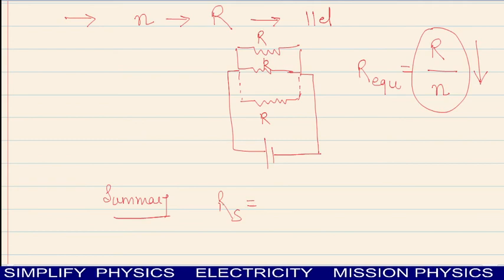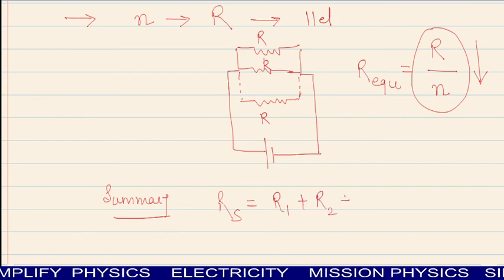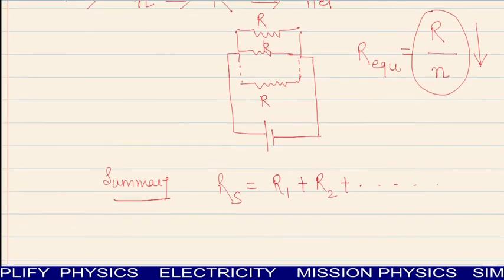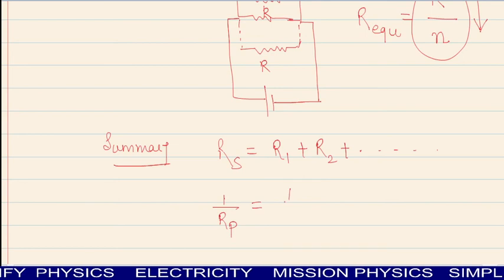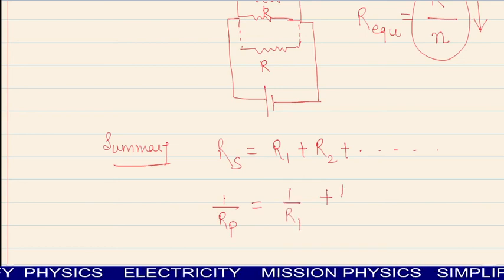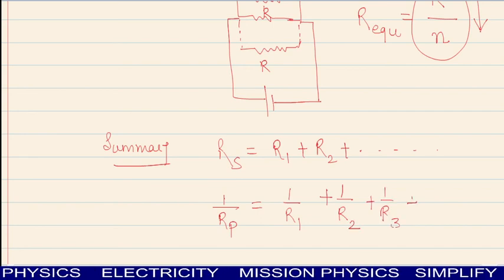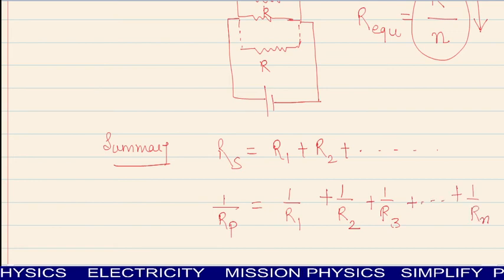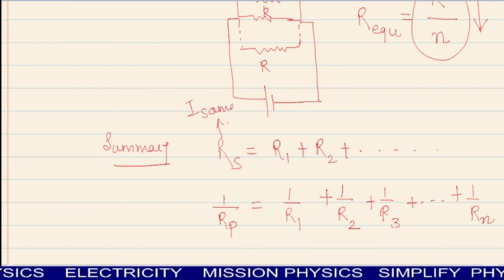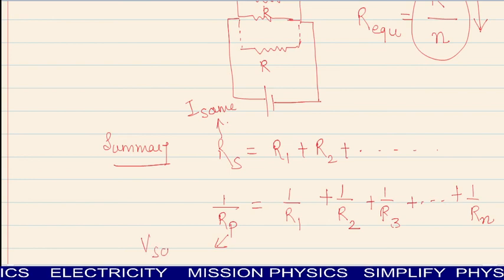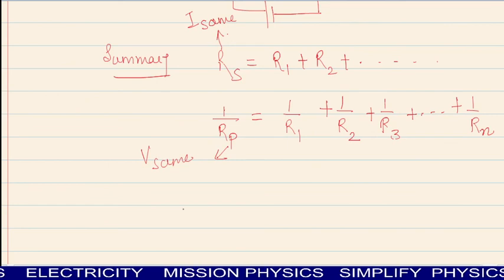So in the summary, we will be getting Rs equal to, that is the equivalent resistance in series combination is R1 plus R2, आप डायरेक्टली ऐड कर देंगे, बट पैरेलल कॉम्बिनेशन में 1 अपॉन Rp इक्वल टू 1 अपॉन R1 एन रेजिस्टर्स के लिए, प्लस 1 अपॉन R2 प्लस 1 अपॉन R3 एंड सो ऑन, प्लस 1 अपॉन Rn. सीरीज कॉम्बिनेशन में करंट सेम होगा एंड पैरेलल कॉम्बिनेशन में पोटेंशियल डिफरेंस सेम होगा.